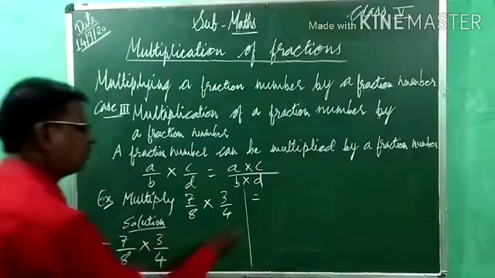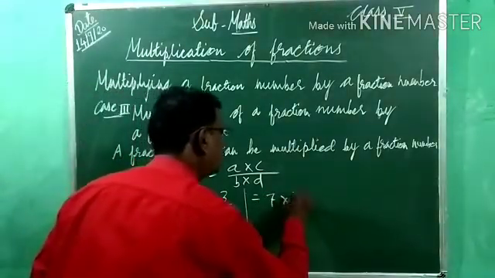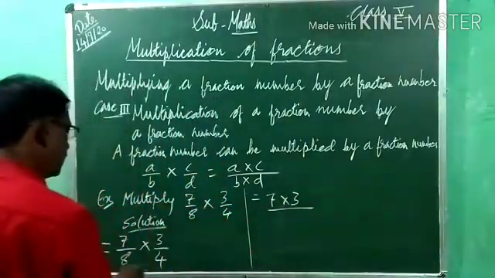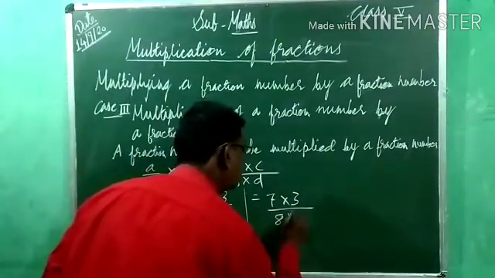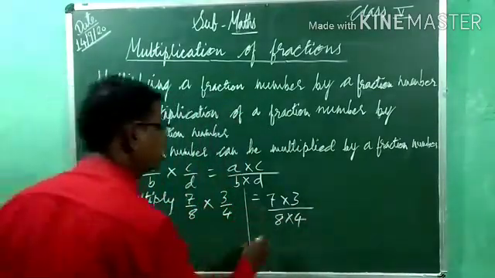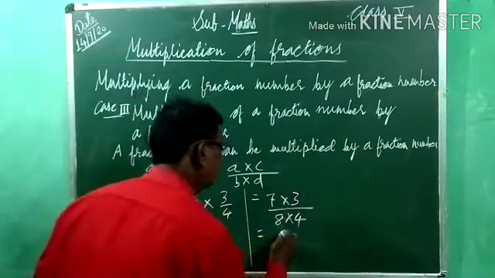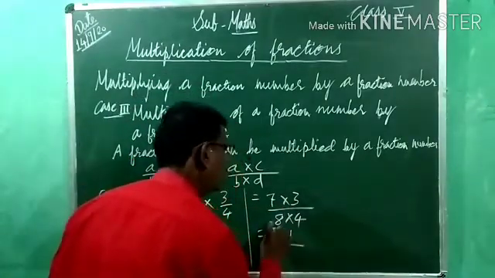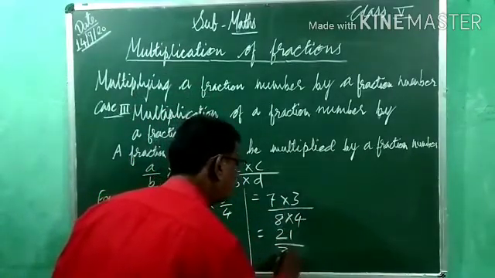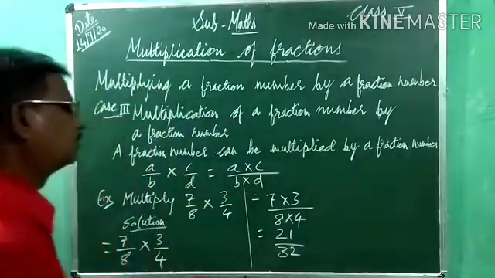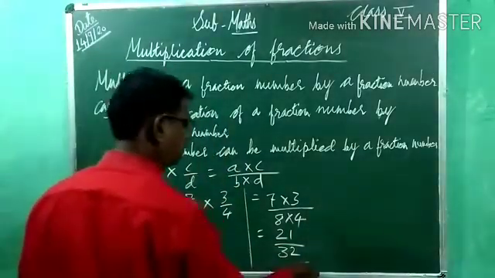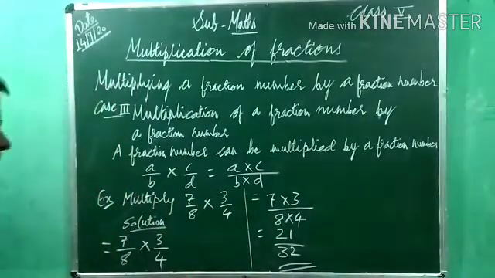So 7 into 3, numerator multiplication, the whole divided by 8 into 4. After this you have to write this. Now 7 threes are 21. Now 8 fours are 32. If it is possible to cancel, we can cancel; otherwise let it be. So 21 by 32. Understood? So note this down.